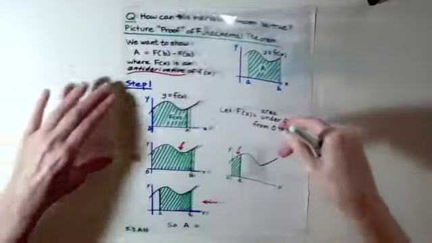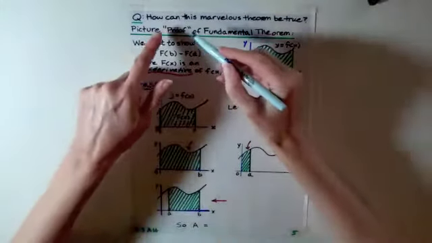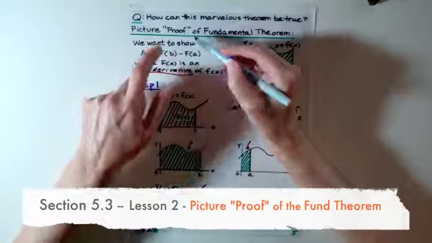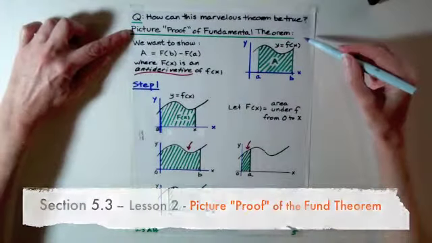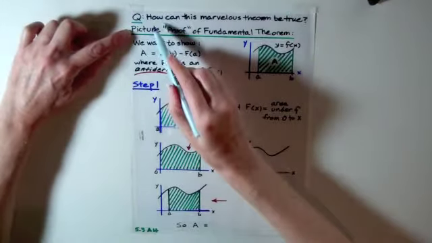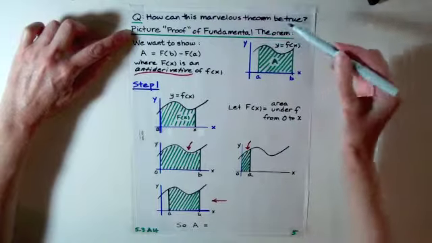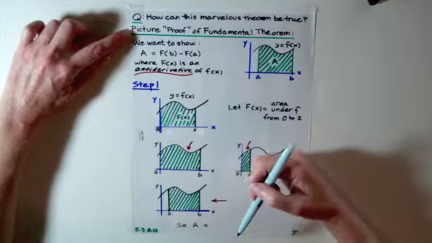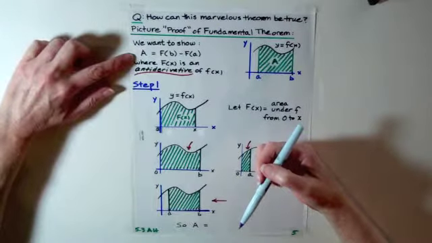Okay, let's go ahead and give at least an intuitive argument for why the fundamental theorem of calculus is true. Here's our picture proof, and notice proof is in quotes because it's not a rigorous proof, it is more of a persuasive argument of the fundamental theorem. Here's my little question at the top: how can this marvelous theorem, meaning the fundamental theorem of calculus, be true? And that's what we're going to try to argue here. And we're going to use pictures to support our argument.